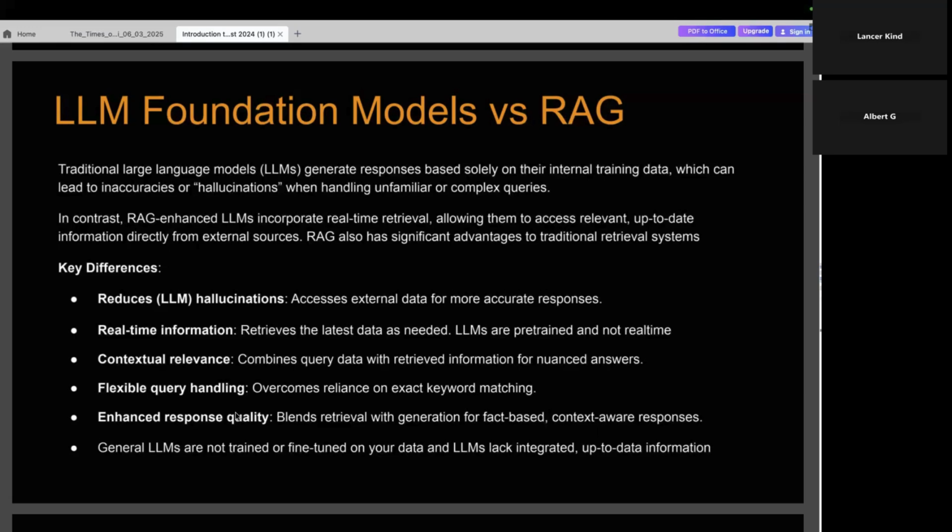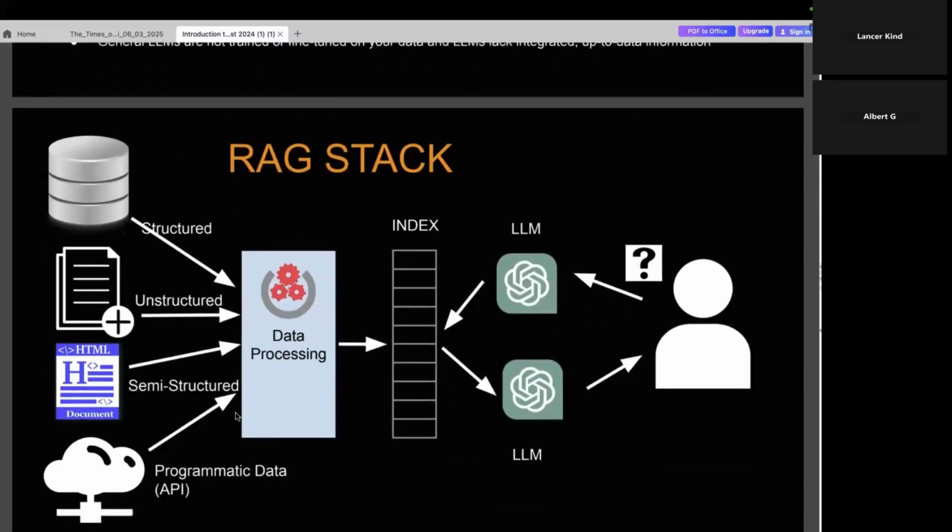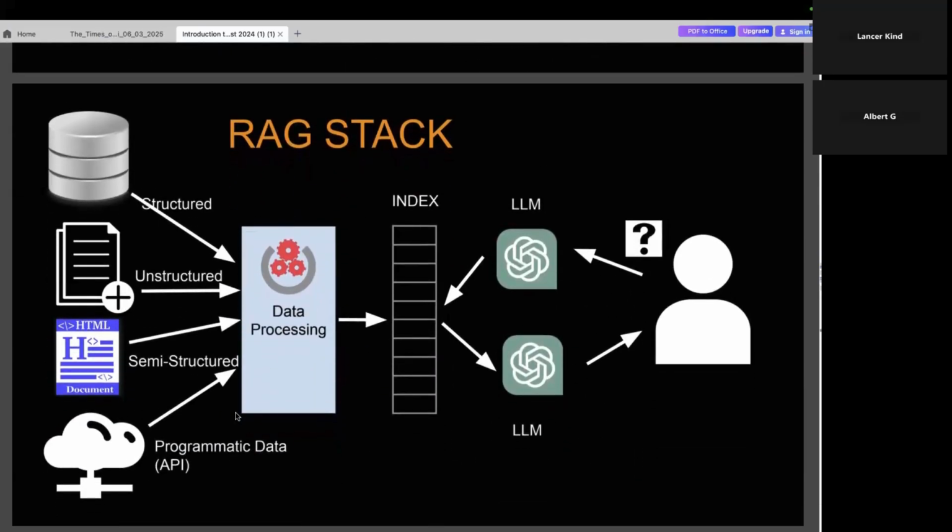We save a lot of money there and we don't have to train it. We just have to use our data and get the relevant answer. So that's the advantage of using RAG. Now, what is a RAG stack? What does it look like?